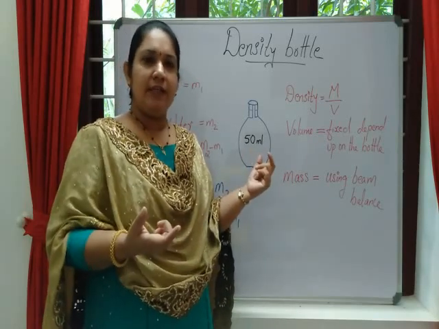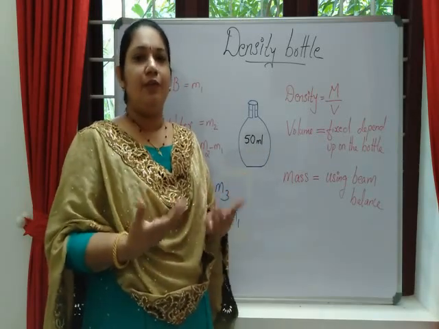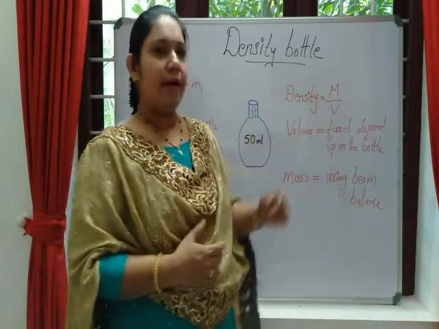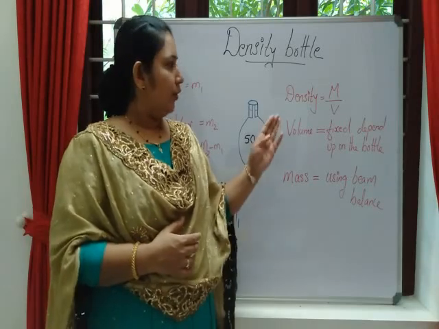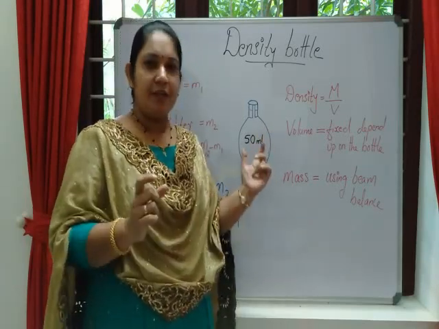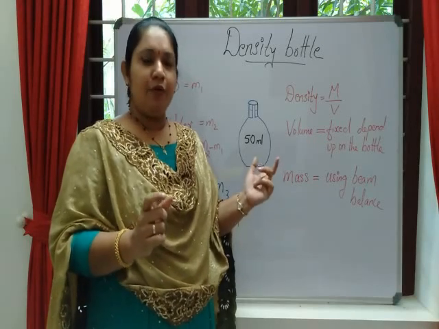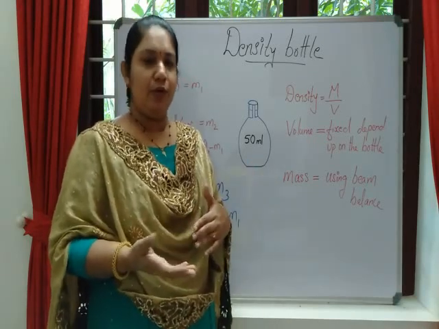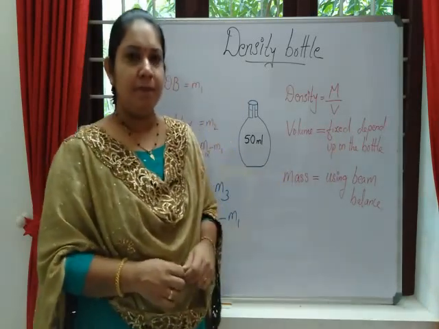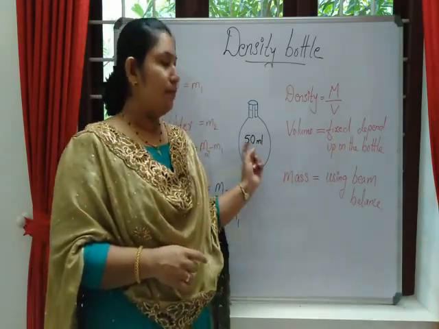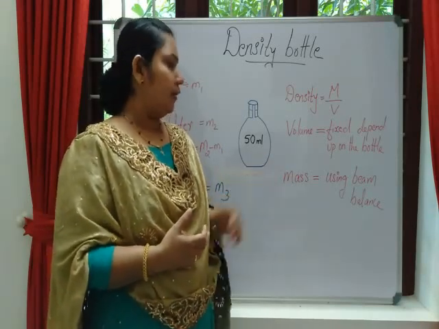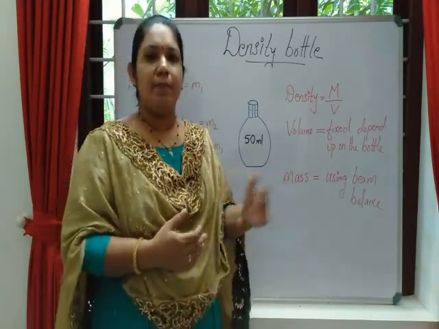So we already studied how to calculate the density of a liquid. The formula for density is mass by volume. Since this bottle is a fixed volume bottle, we don't want to calculate the volume again. It is fixed, depending upon the bottle. But we have to find the mass of the water inside. The mass of the water we can calculate using a beam balance.